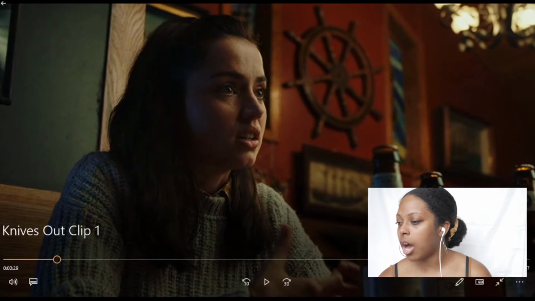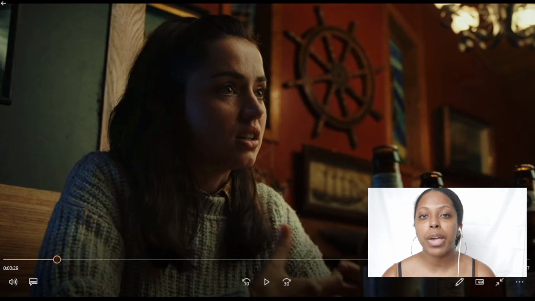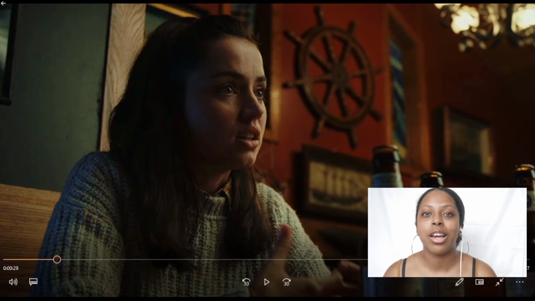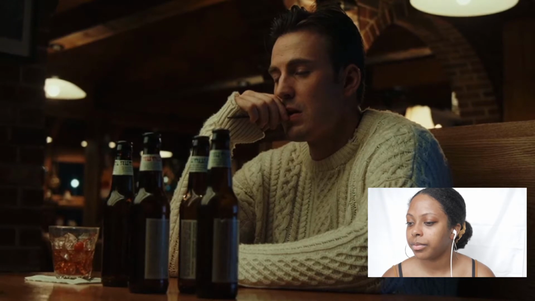In this shot, in this frame, we have Marta here. Look at the way that she's being lit, look at her background, look at the colors that are being put into this frame. Notice how these colors aren't in Ransom's frame. Look at the lighting, look at the bottles, and listen to what she's talking about.